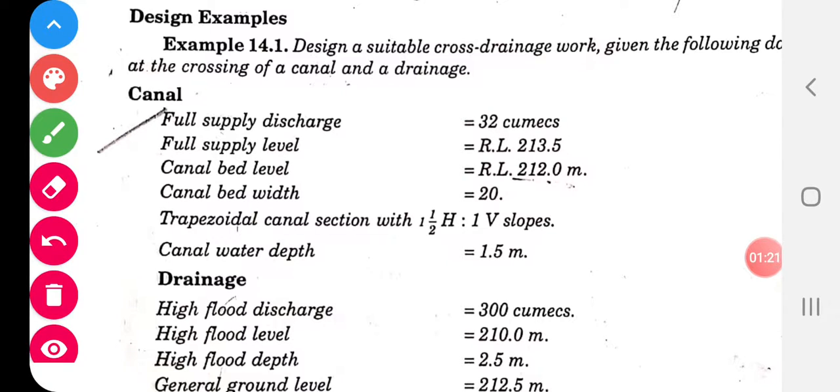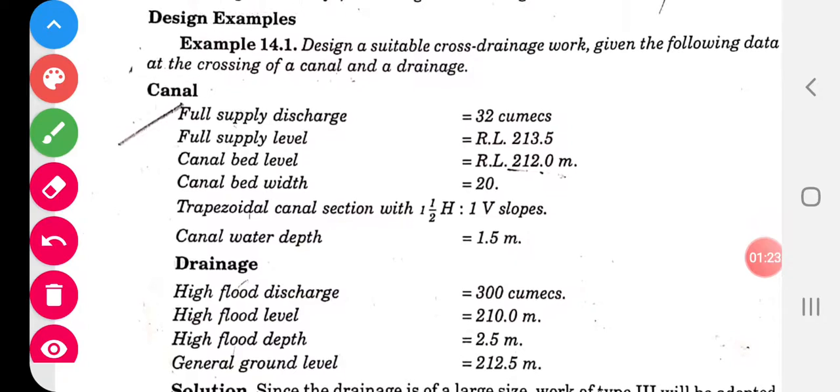The problem I am solving today is the same problem which has occurred in the examination. Just last year, in May-June 2019, this problem occurred in the examination. It carries 16 marks.